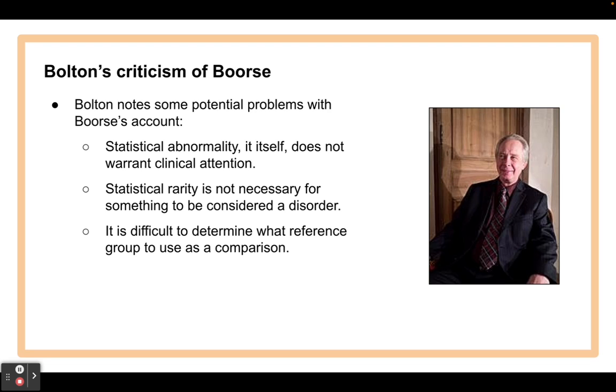So if I'm really anxious and if my anxiety reduces biological fitness, then Boorse would say, okay, maybe that's a disorder. But we're also comparing my functioning to what's normal for a reference group. So the reference group would be maybe people of my age or people of my gender, people from the same area as me. But really, it's kind of unclear which group to use in making these statistical comparisons. So that's another criticism that Bolton has of Boorse, that we'd have to determine what the reference group is that we're judging people against, and that ends up being kind of difficult.